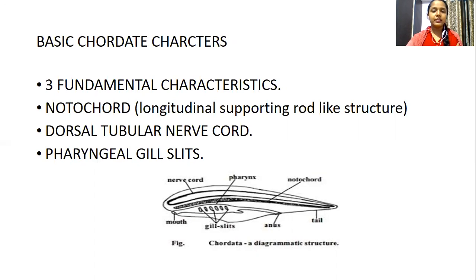These are the three fundamental basic chordate characters: the presence of notochord, dorsal tubular nerve cord, and pharyngeal gill slits. In this picture, you can make out the presence of these. So these are the very basic characters of the chordates.